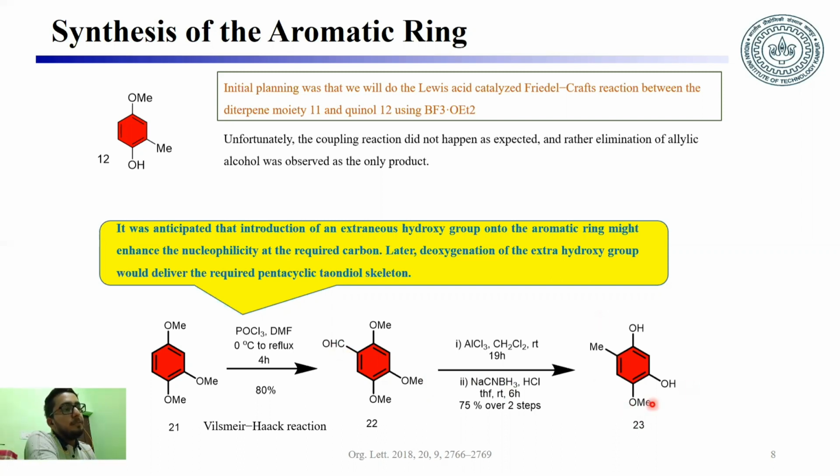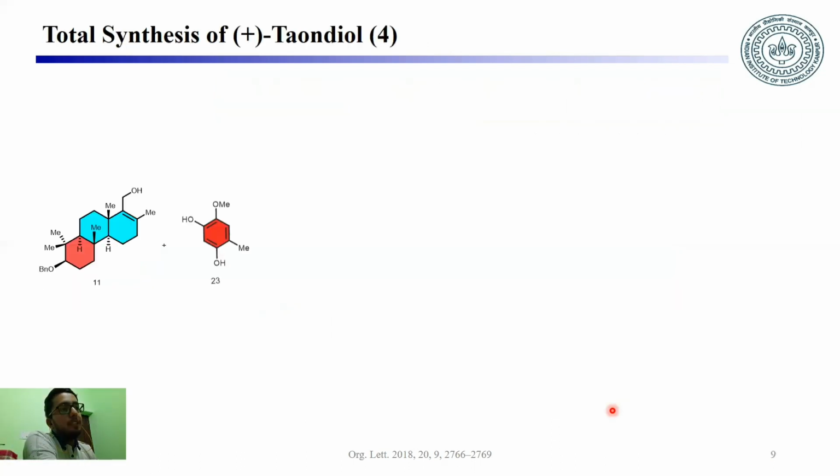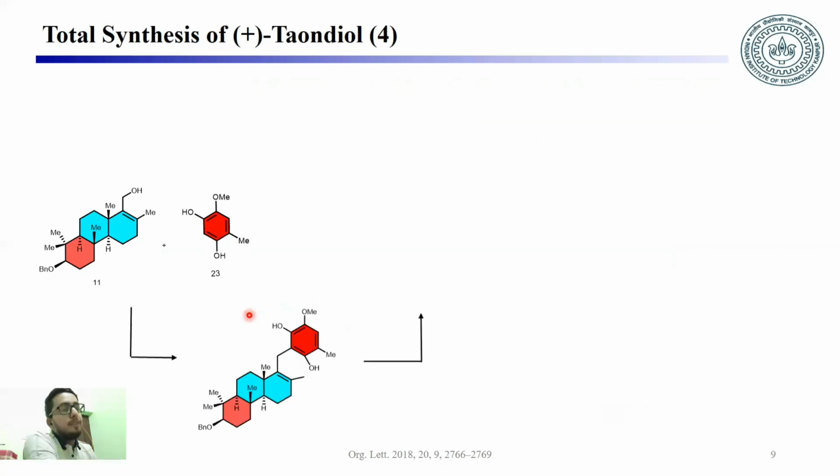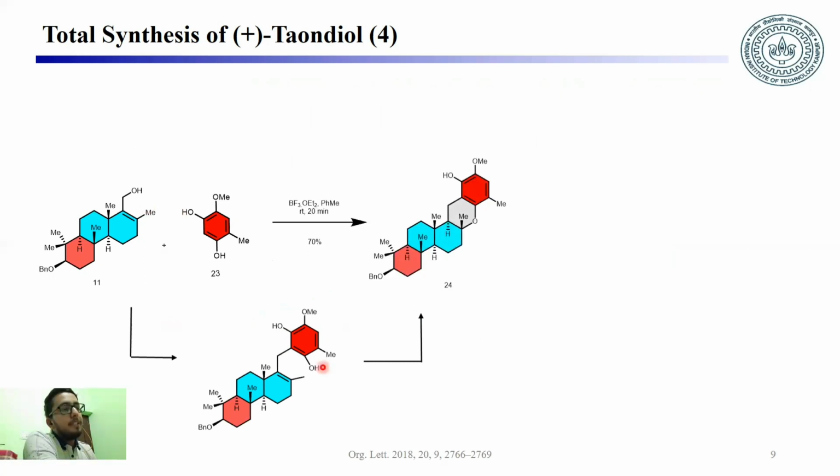The only difference between molecule 23 and molecule 12 is that we have an extra OH group at this position. These two OH groups now increase the nucleophilicity at this carbon, and now this molecule 23 will give us the Friedel-Crafts reaction as expected. Now when molecule 11 and 23 react, first the CC Friedel-Crafts reaction and this CC bond formation occur, and then within less than 10 minutes CO bond formation took place, and we get this molecule 24 as expected.